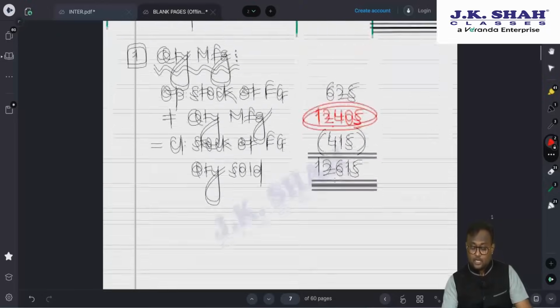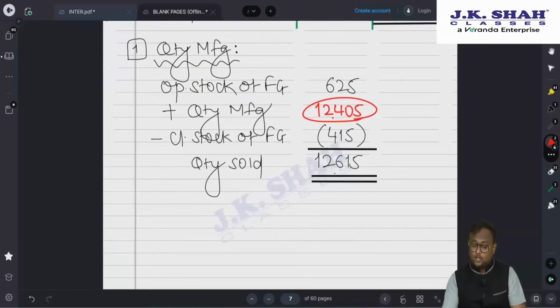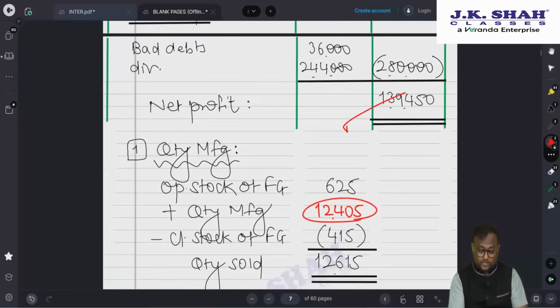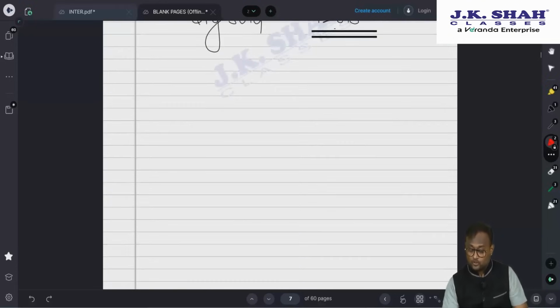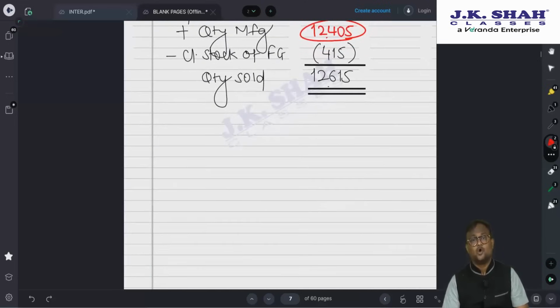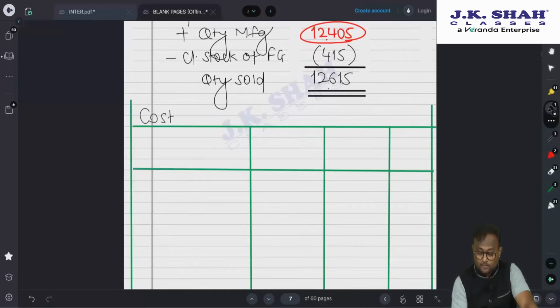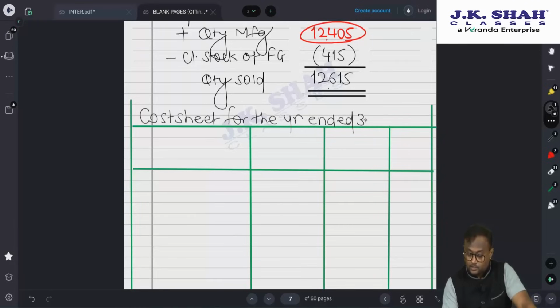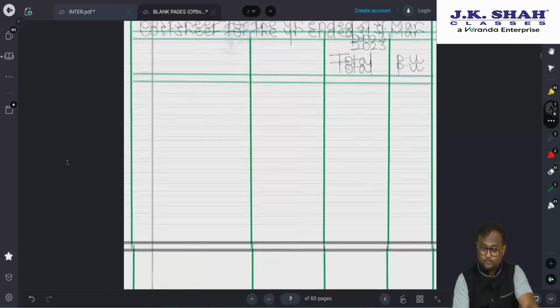Is that clear? So as per financial records, you have a profit of 139,450, and for cost records, if you want to find out profit as per cost records, you need to go for a cost sheet. So the title will be cost sheet for the year ended 31st March 2023. That's my total column. This is my per unit column.